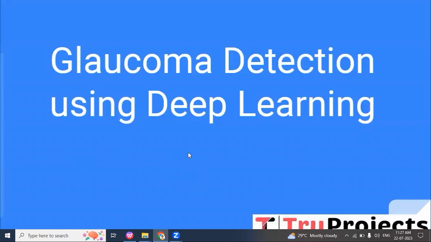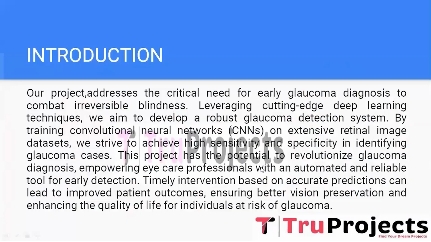In this video, we are going to explain a project titled Glaucoma Detection using Deep Learning. Our project focuses on addressing the urgent need for early glaucoma diagnosis to prevent irreversible blindness. We aim to create a strong and reliable glaucoma detection system by utilizing state-of-the-art deep learning techniques. Our approach involves training convolutional networks on a large dataset of retinal images to achieve exceptional sensitivity and specificity in identifying glaucoma cases.